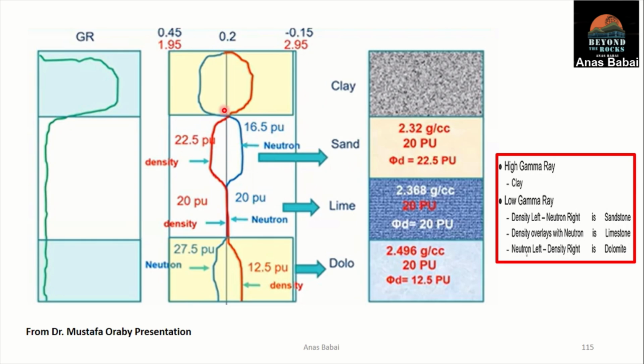So now we got those crossovers. We see that the logs are crossing each other, and using those crossovers we can identify the different types of lithology. So if we find that density is left and neutron is right, that means the formation is sand. If both are overlying, that means the formation is limestone. And if neutron is on the left and density is on the right, that means the formation is dolomite. You might find in some literature that it's a negative separation for sandstone and a positive separation for dolomite.